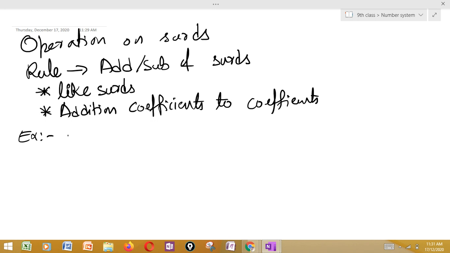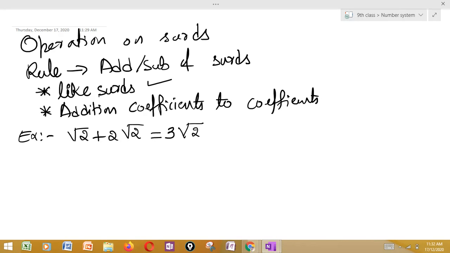Okay, for example, let us start the first example. Suppose you have root 2 plus 2 root of 2. You can observe that they both are like surds, because order and radicand are same. The first condition, like surds, has been satisfied. The second is that addition should be done coefficient to coefficient. What is the coefficient of the first surd here? 1. Coefficient to coefficient we have to add: 1 plus the coefficient of the second surd, which is 2. So 1 plus 2 is 3. That is the result: 3 root of 2.